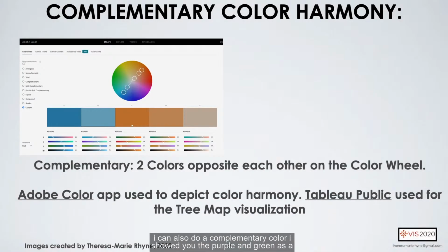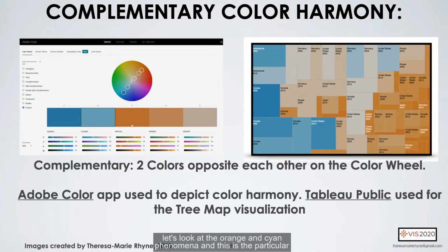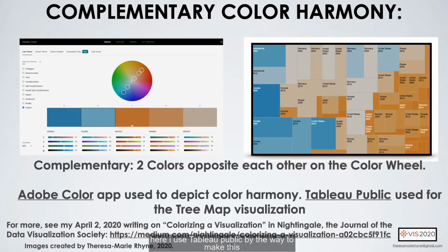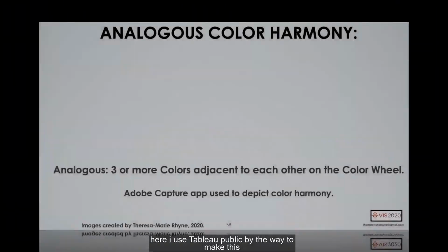I can also do a complementary color. I showed you the purple and green as a complementary color. I showed you the orange and cyan. So let's look at the orange and cyan phenomenon. This goes back to our tree map. And we're going to see that this is a complementary relationship. Here, I used Tableau Public, by the way, to make this.